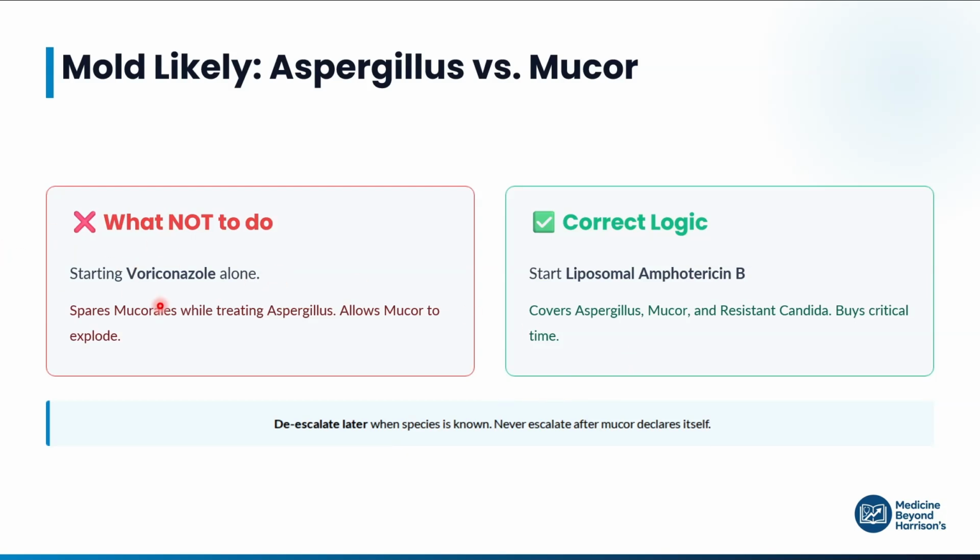Starting voriconazole alone completely misses the Mucorales while treating Aspergillus, so it allows Mucor to explode. So in that case, start liposomal amphotericin B. It covers Aspergillus, Mucor, resistant Candida, and buys the critical time. You can always de-escalate later when the species is known. So never escalate after Mucor declares itself.